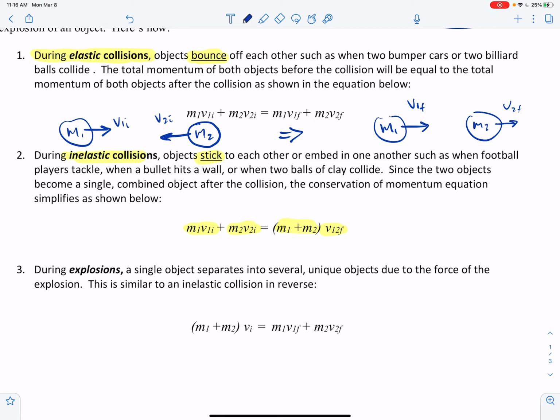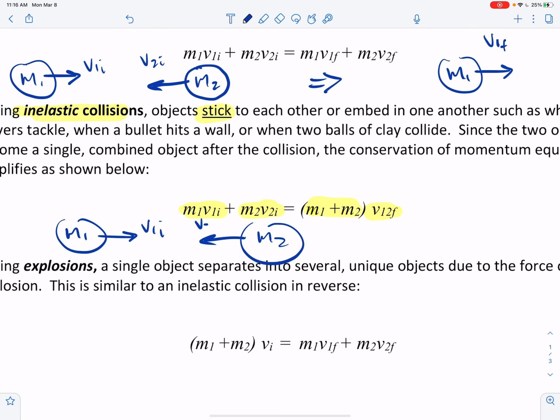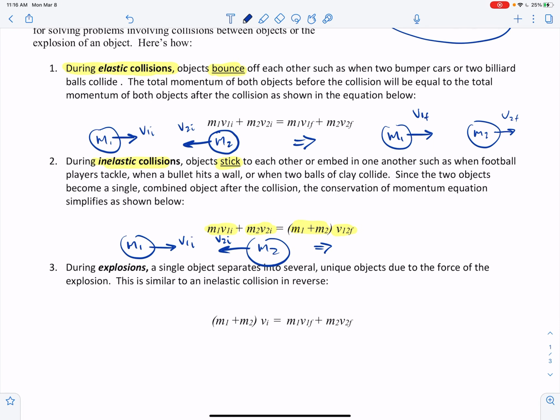So the picture would look like this. You'd still have your first mass moving with an initial velocity, V1 initial, and you'd still have your second mass moving with an initial velocity, call that V2 initial. But then after they collide, they're going to stick together. So you're going to have this combined thing, which I'll call M1 plus M2. They're smashing together and combining, and they're going to move now just with a common velocity that I'll call V12 final.